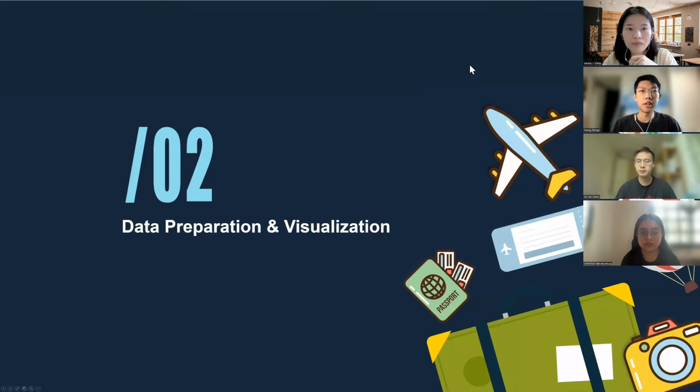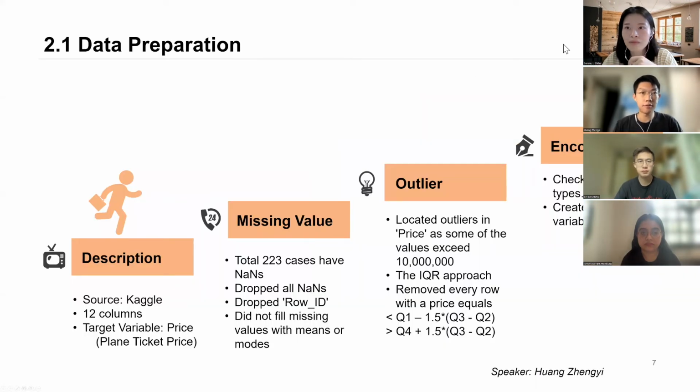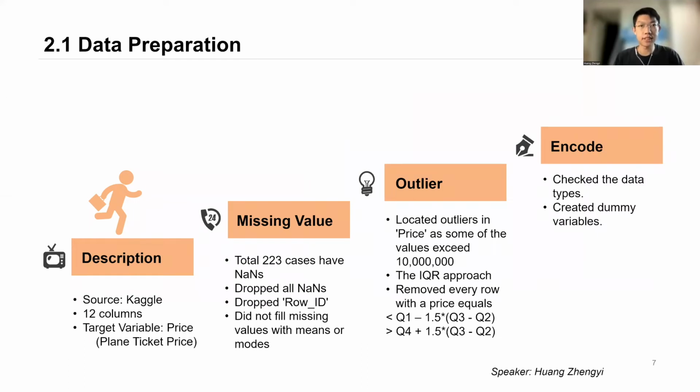Thank you, Shihui. For the data preparation part, first we used one of the latest datasets from Kaggle that includes 12 columns such as airline, departure city and time, arrival city and time, days before takeoff, and so on. Second, we cleaned the data by dropping rows that contain missing values and outliers. At last, we created dummy variables for the following regressions. Moving on to the next slide.